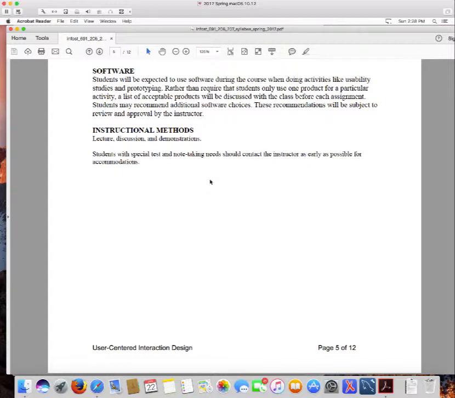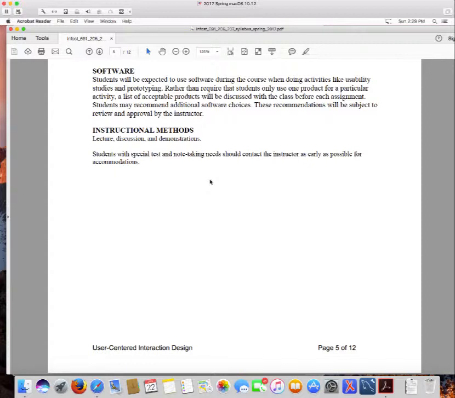low fidelity prototypes. High fidelity prototypes. There's certainly software that will allow you to do that. If you're a programmer, you could create a high fidelity prototype with the same kind of tools that you would use to build the final product.